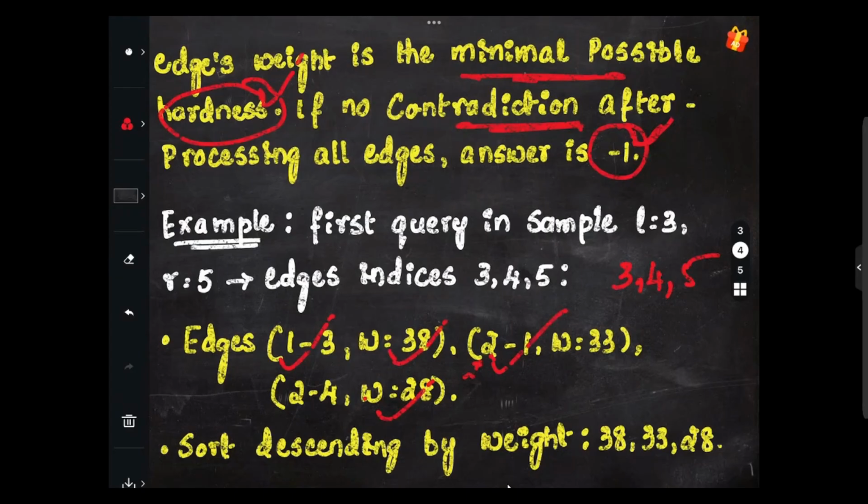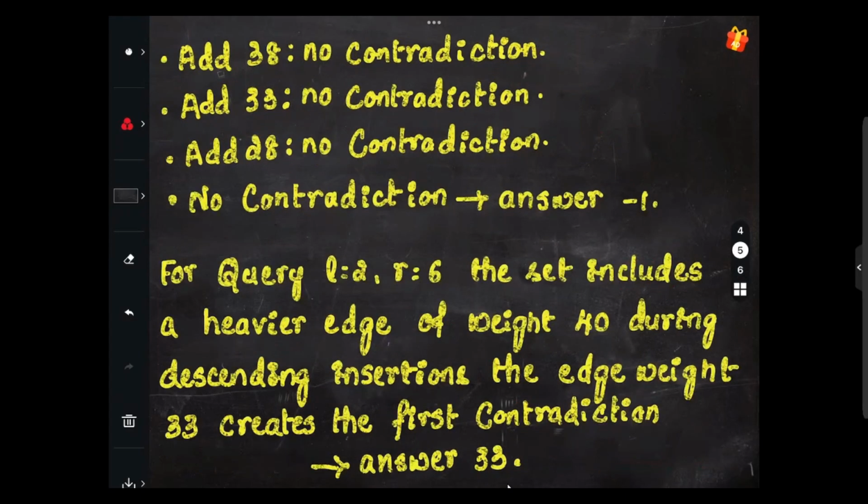So what we will be doing here, we will sort descending by weight, meaning here we will be going with 38, 33, and 28 itself. So 1 to 3, 2 to 1, and 2 to 4, with 38, 33, and 28 in descending order. Right, so this is fine. Now, first, we will add 38. When we have added 38, no contradiction.